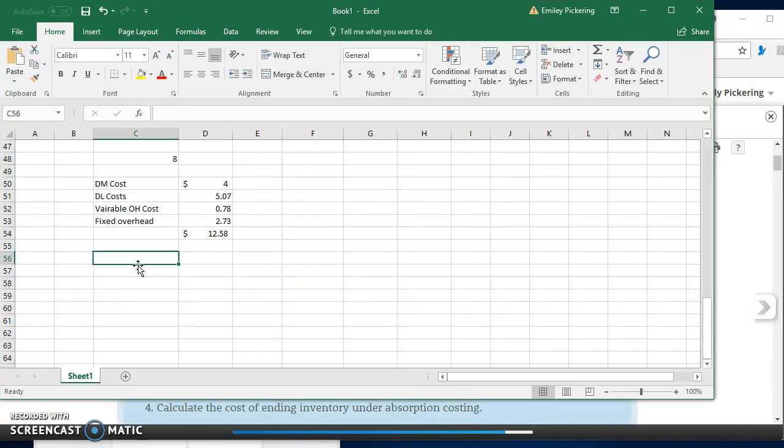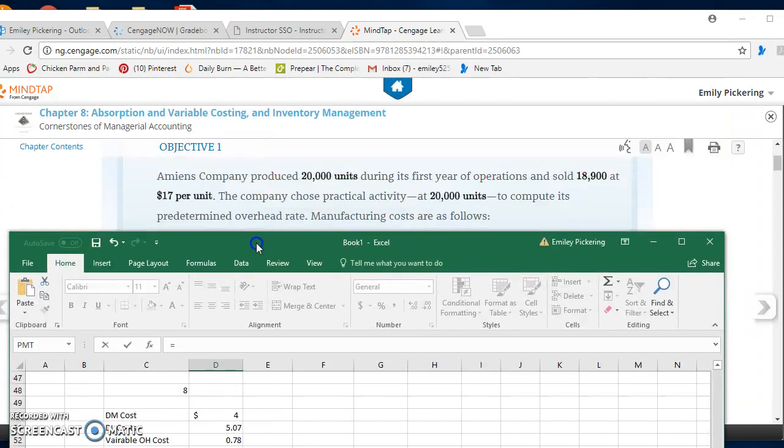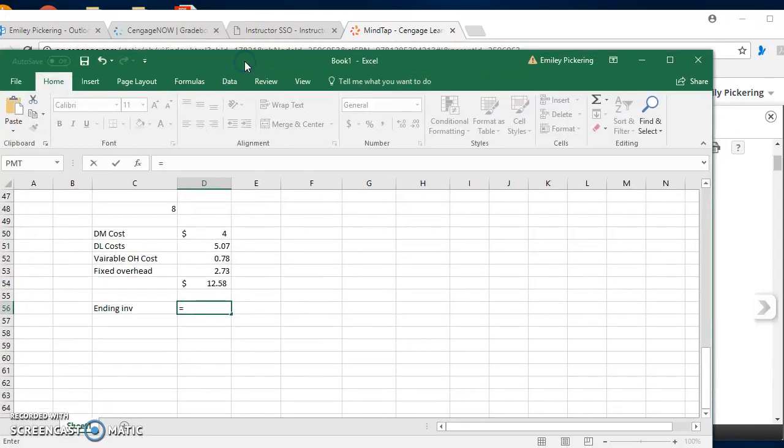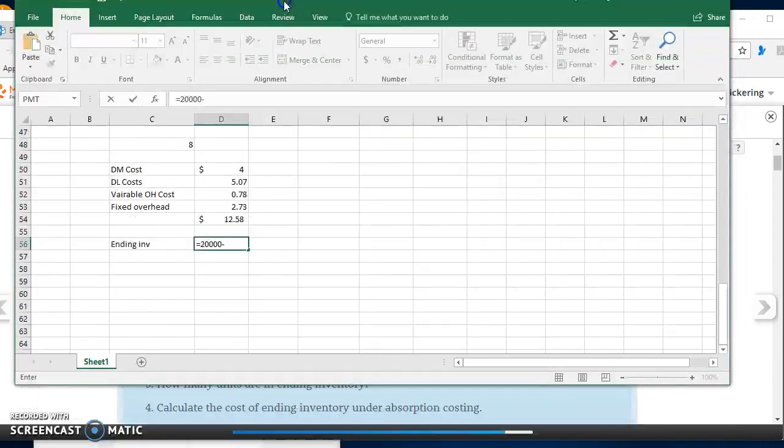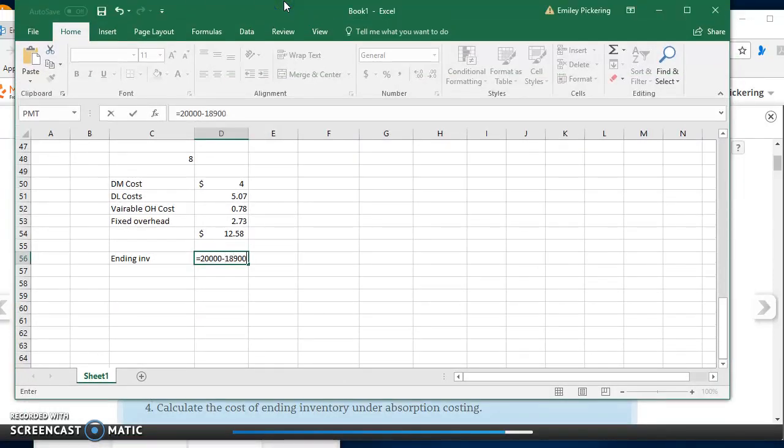So for ending inventory, I'm going to have the total number of units that I produced, and I'm just going to subtract what I sold, and that's going to give me what's left. So if I sold 18,900, that means that I have 1,100 left. Okay, so that's all you need to do for that.